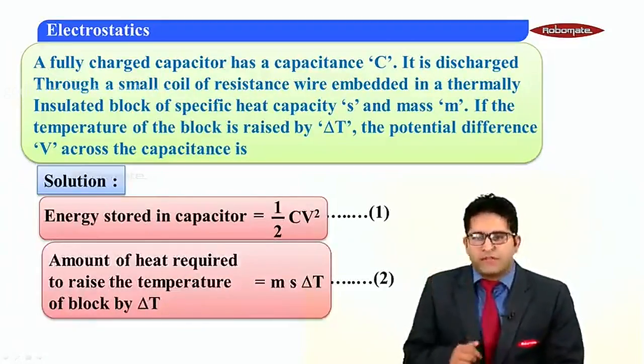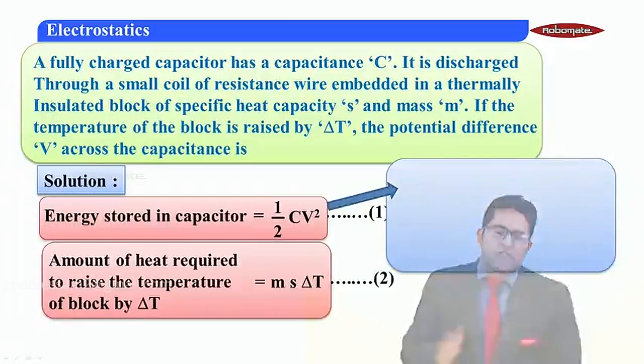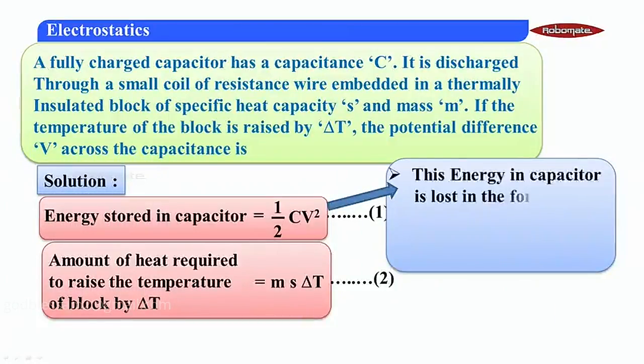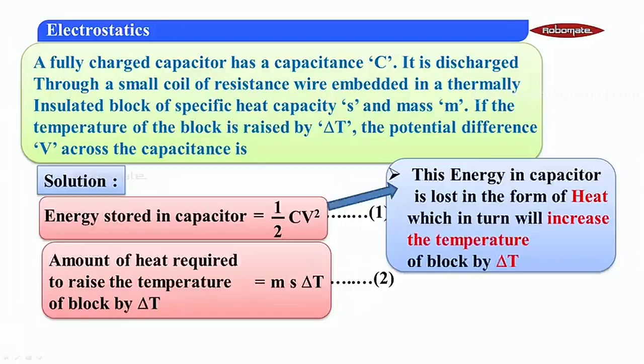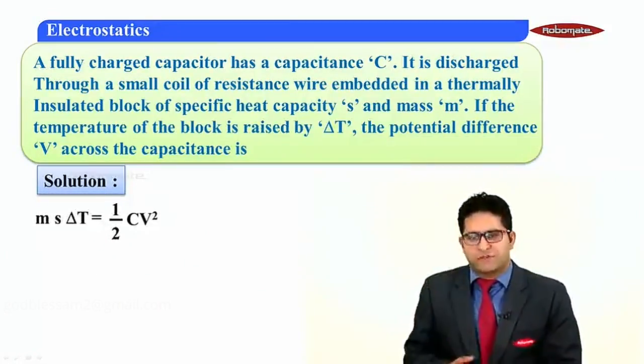Now students, we have already discussed that whatever amount of energy the capacitor is having will be lost in the form of heat, right? And this heat energy lost by the capacitor will be used to increase the temperature of the block by delta T. So I can say the energy provided by the capacitor and the energy required to raise the temperature will be the same, right? So I can equate equation 1 and 2. Therefore, I can say Ms delta T should be equal to half CV square, right?